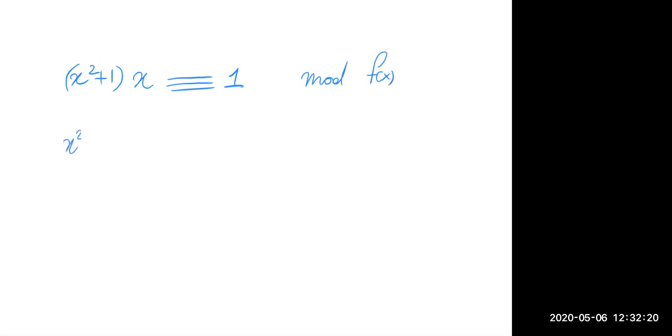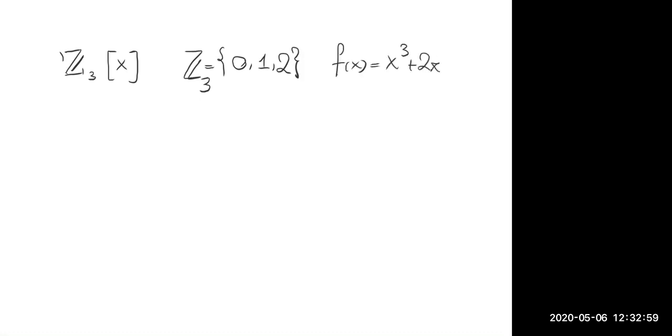It means x squared plus 1, its inverse is equal to x, because x is the thing which if you multiply x squared plus 1 by that, you would get 1. Let's compute some examples of this thing. Now, for example, consider Z3 of x. It means polynomials whose coefficients are 0, 1, and 2. The coefficients are coming from Z3, okay? And take f of x to be x cubed plus 2x plus 1.